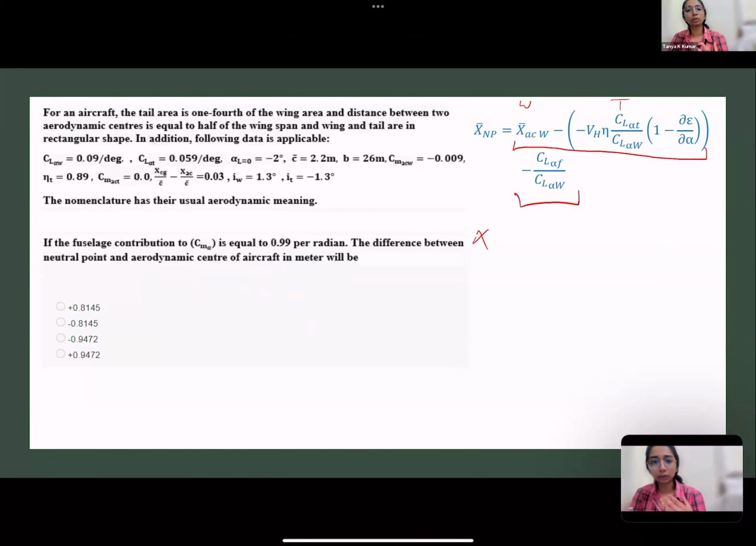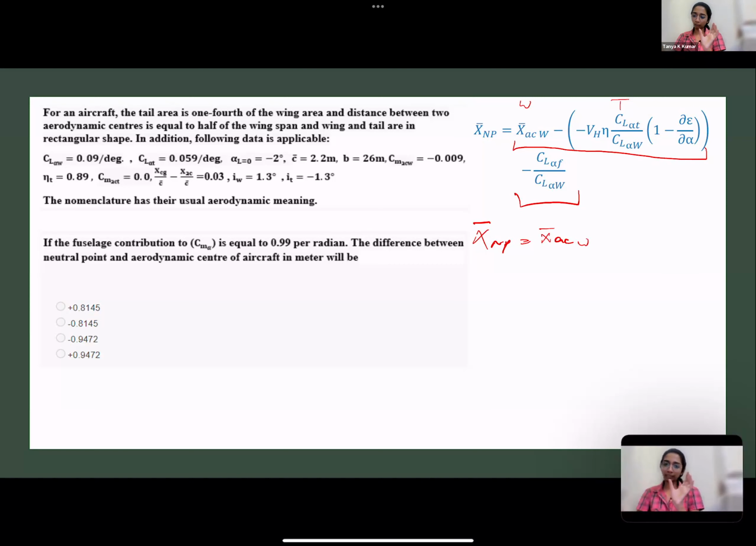Whatever new components are added, you go on adding like this. So you have x bar NP. What is the wing equivalent of that? It is x bar AC. What is the tail equivalent? You subtract it. So you keep subtracting these components from XNP. So basically what it's doing is it's moving your neutral point backwards.